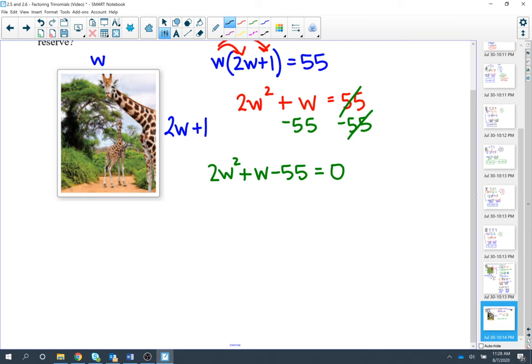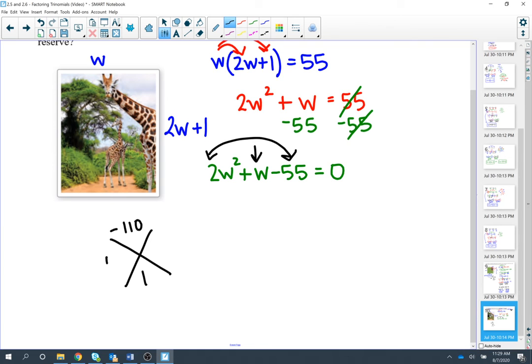Leading coefficient is positive. That's good. Greatest common factor doesn't have one. Okay, so we go straight to multiply the first number by the last number. So 2 times negative 55 is negative 110. Add the middle number, positive 1. What multiplies to negative 110? Now, if you're not good with math, seriously, this is where you pick up your calculator and you take 110 divided by 2, 110 divided by 3, 110 divided by 4, 110 divided by 5, and you just start making a list, okay, until you find what you need.